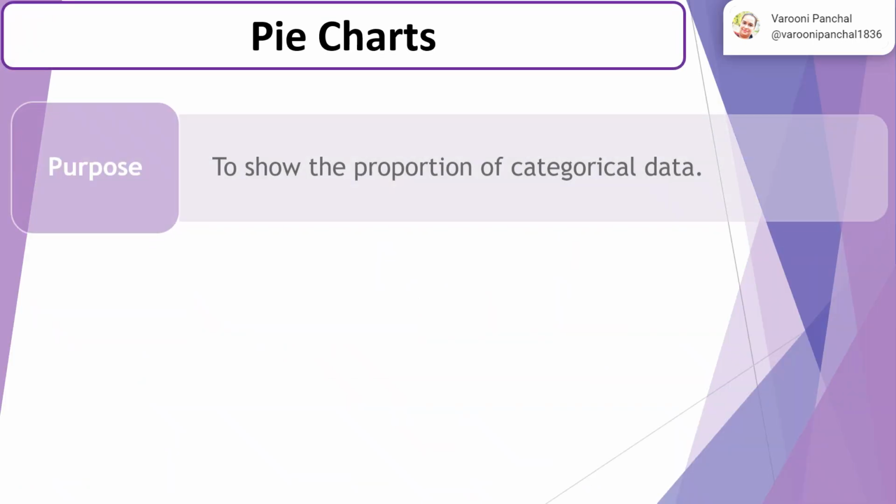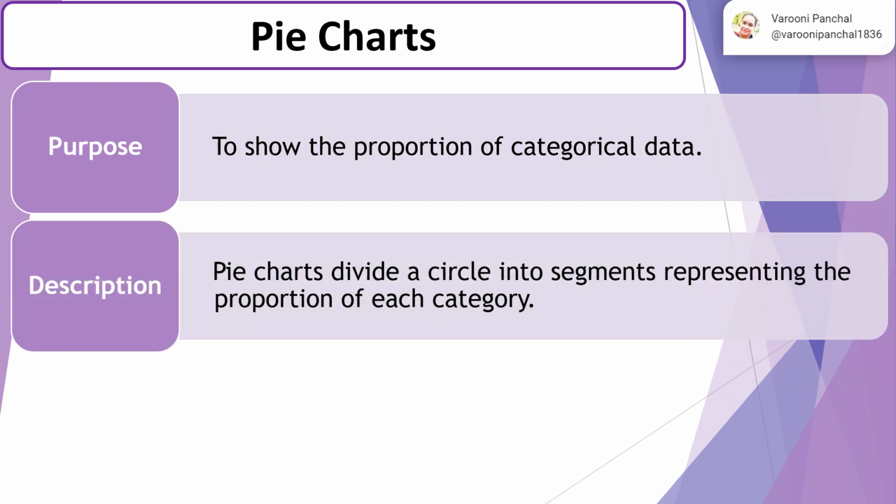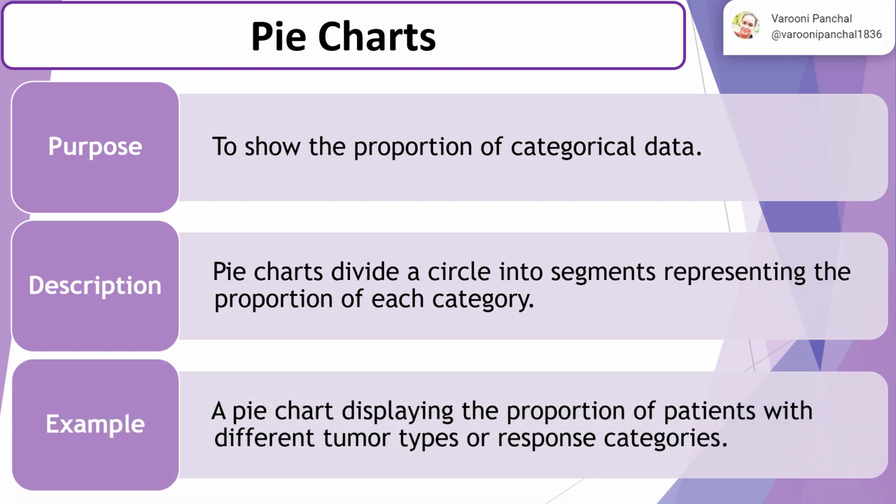Pie charts. Purpose: to show the proportion of categorical data. Description: pie charts divide a circle into segments representing the proportion of each category. Example: a pie chart displaying the proportion of patients with different tumor types or response categories.